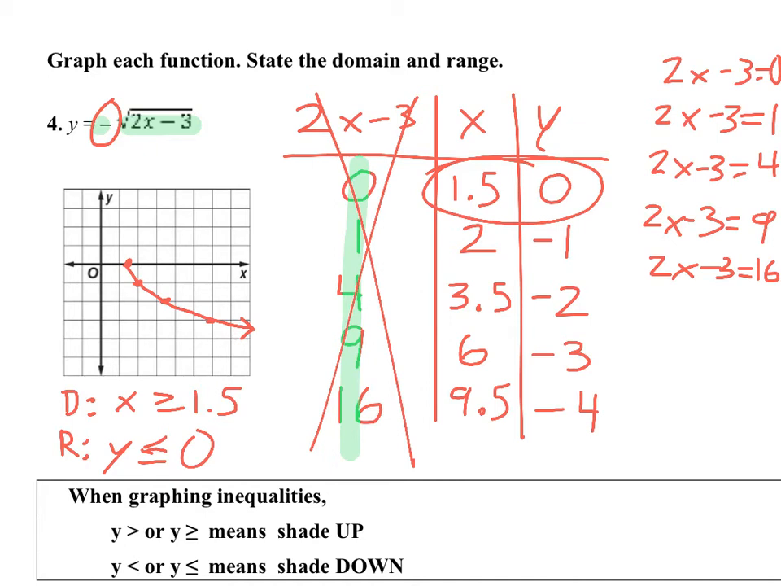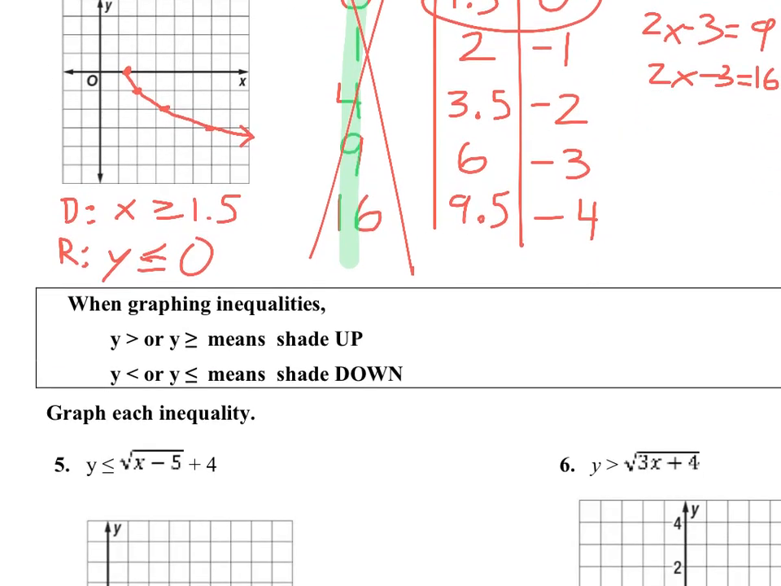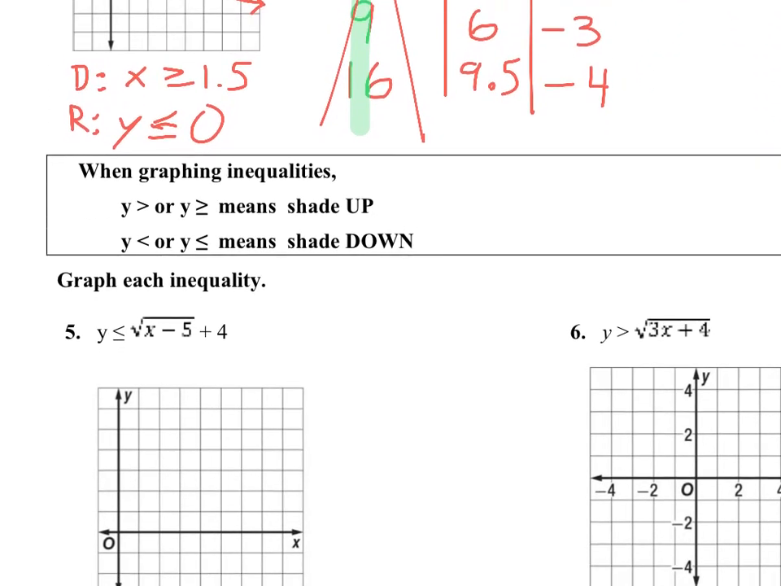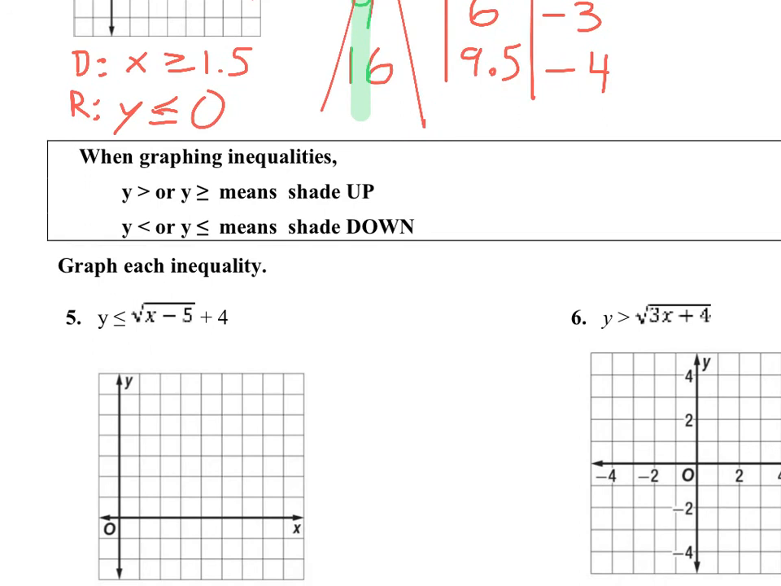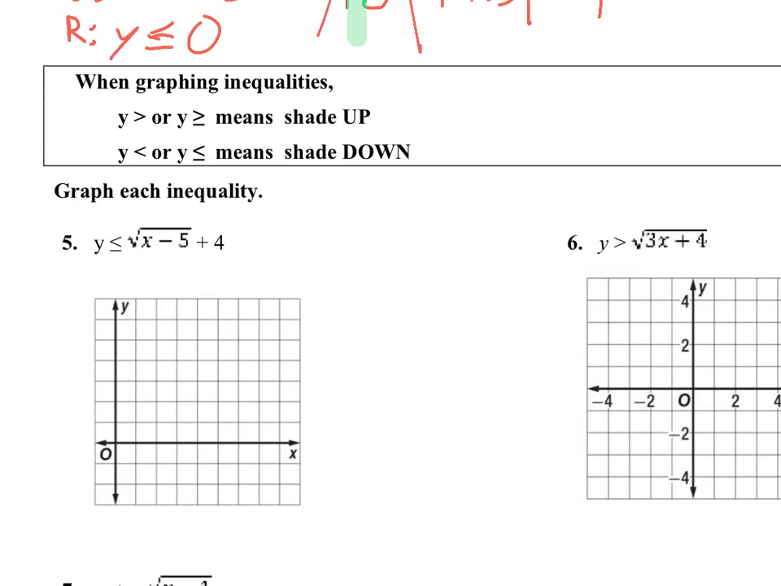Okay, so now we're going to learn how to graph inequalities. You guys should know what's in that box already. Greater than or equal to means you shade up. Less than or equal to means you shade down. We're still going to make a table. I'm going to do 3 columns because the radicand is not just x.